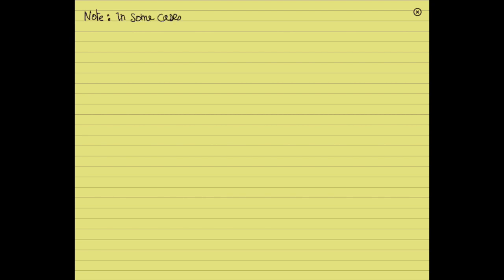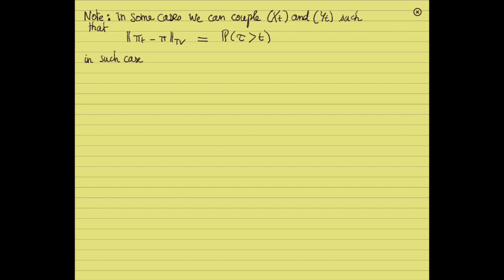So note that in some very special cases, we can imagine that there are processes xt and yt coupled in such a way that the TV between pi t and pi would be exactly the probability that the meeting time is larger than t. So instead of an inequality, we might have an equality. And in such case, we would say that the chains are maximally coupled. So that's, again, in the context of Markov chains, a maximal coupling might refer to the situation where the left-hand side is equal to the right-hand side in this coupling inequality.